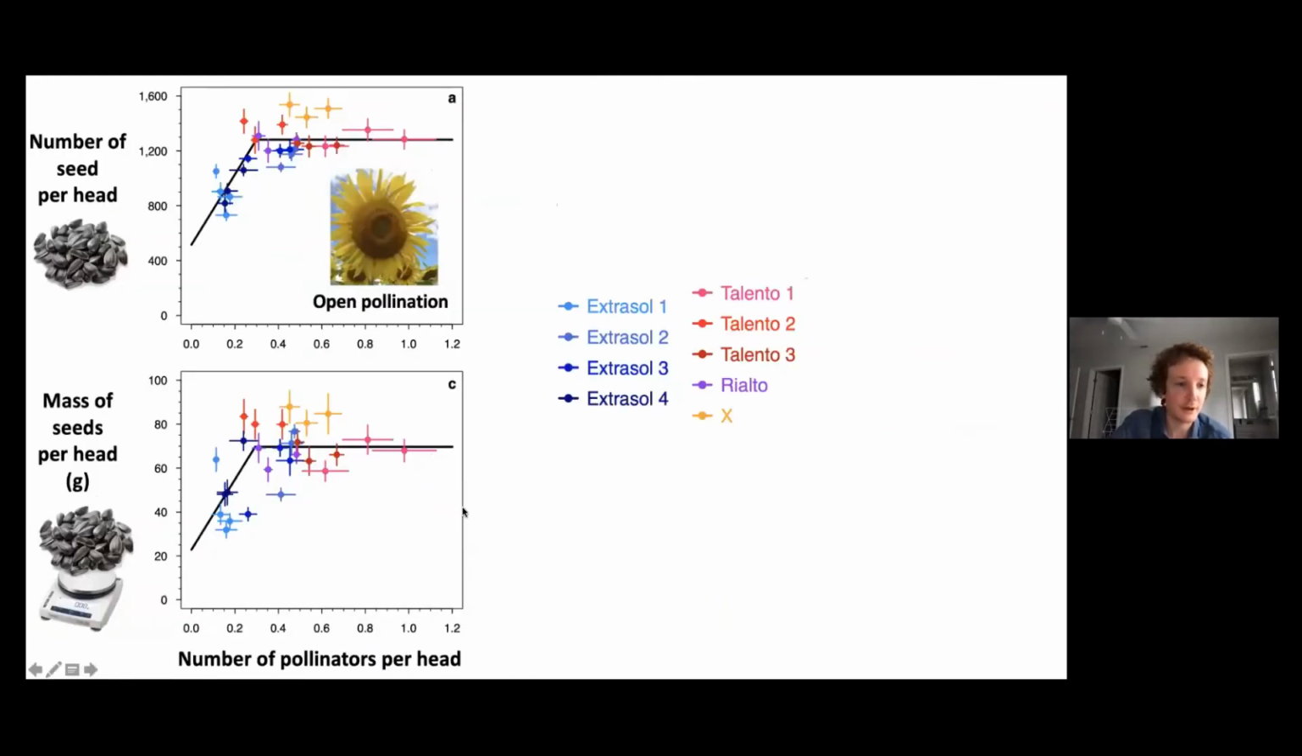So it is what we have here. Here it is the number of seeds per head. And we can see that it first increased with the pollinator density up to a threshold located around 0.3 pollinators per head, and then there is no further increase. And it was the same pattern with the mass of seeds per head. So first an increase up to 0.3 pollinators per head, and then no further increase.